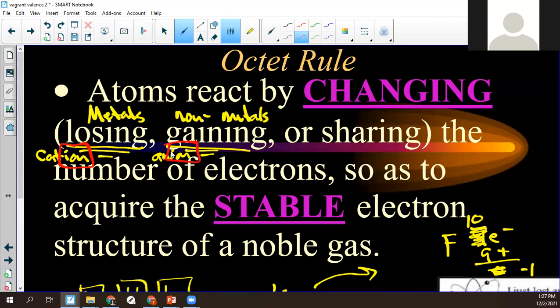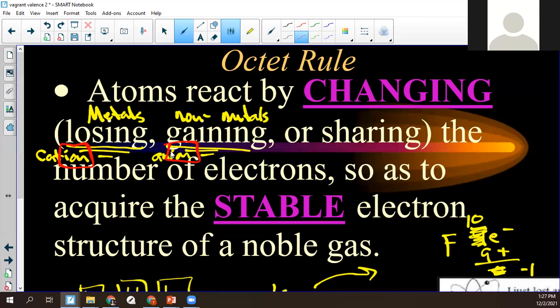But in this process of ionic, it's a complete giving. They don't share. Okay, so here's what does share. Remember, all atoms want to get 8, and metals can lose. The gases share. Now we're going to be careful. Someone else said gases right here too.